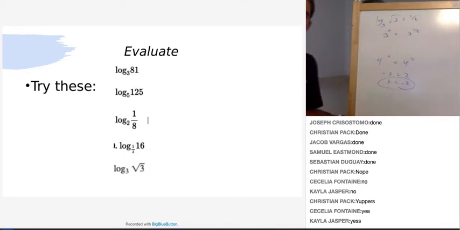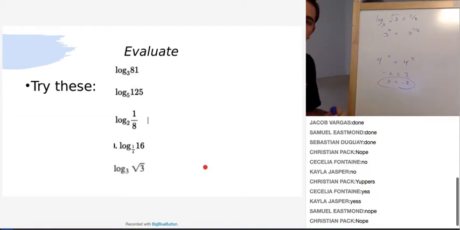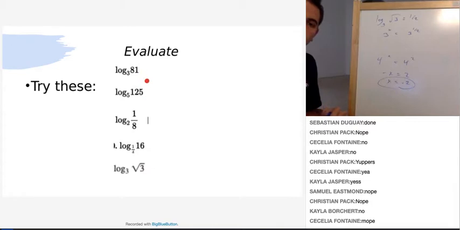All right, so those were your answers there for that little section. Any questions? All right, so once again, we had 4, 3, negative 3, negative 2, and 1/2.